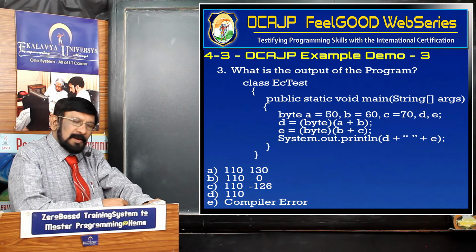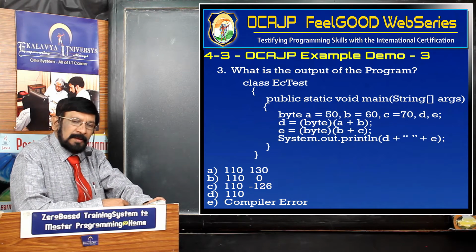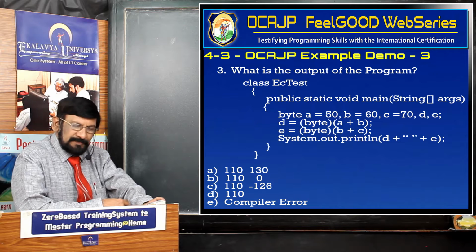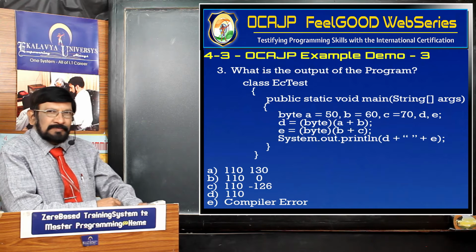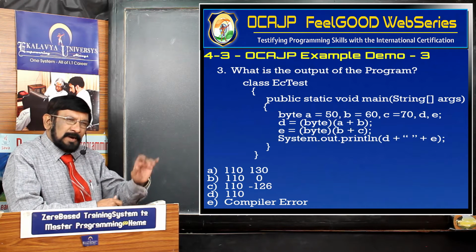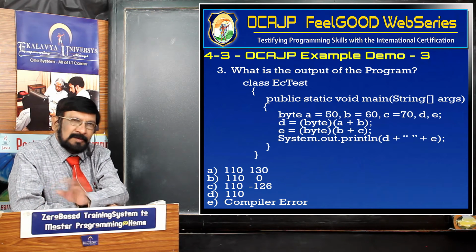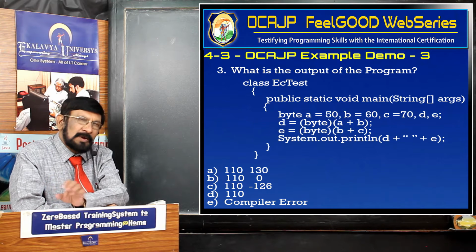Hello friends. Now let us take up 4.3. This is example demo 3. This is a different model. Already two models I showed you. By working on those, you could understand by this time how they are totally different things.